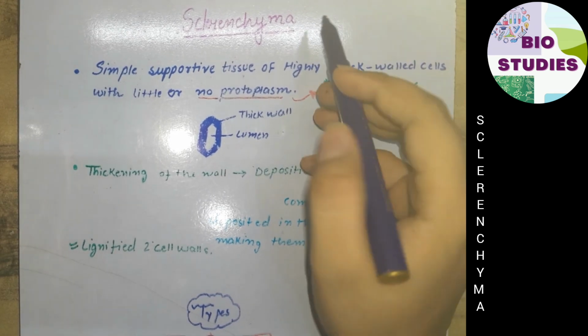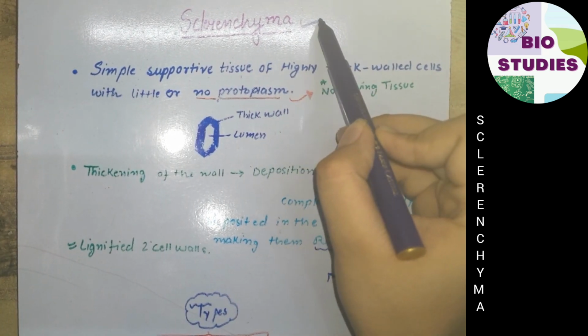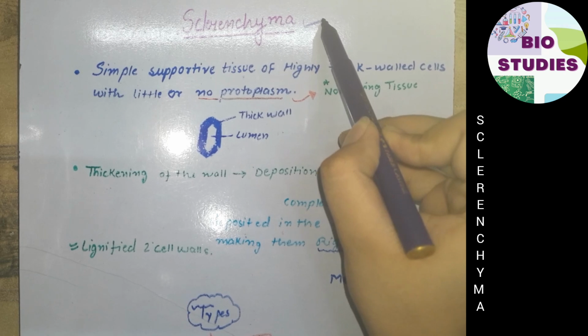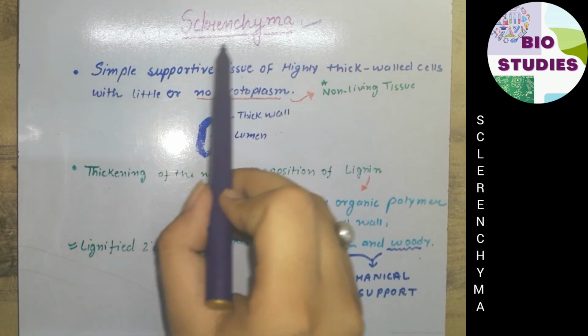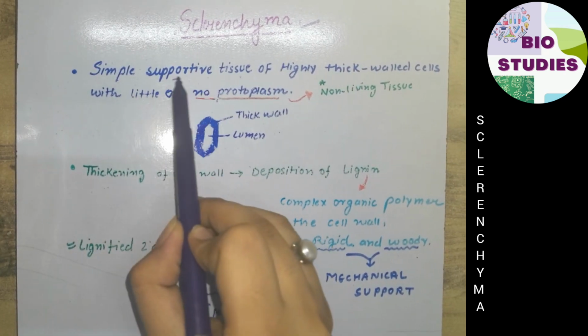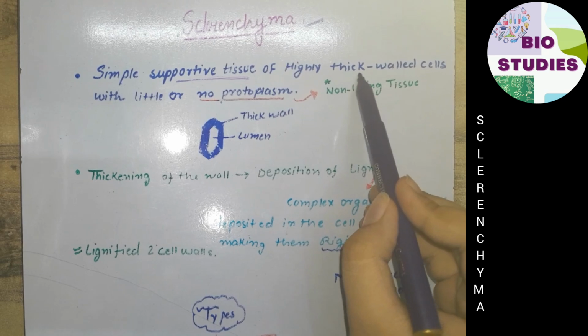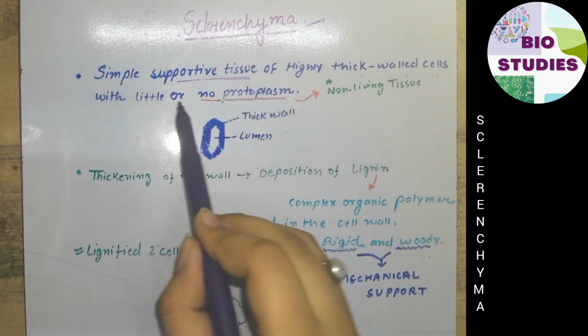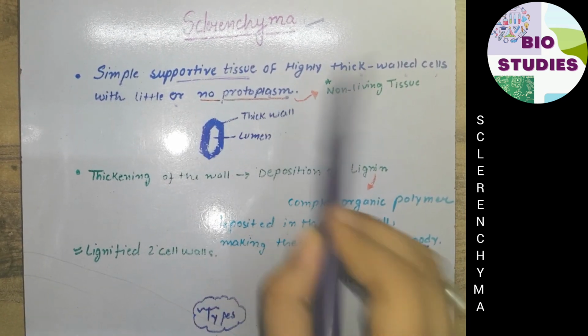Sclerenchyma. It is another type of simple permanent tissue. Okay, let's start. First, sclerenchyma is a simple supportive tissue of highly thick-walled cells with little or no protoplasm.